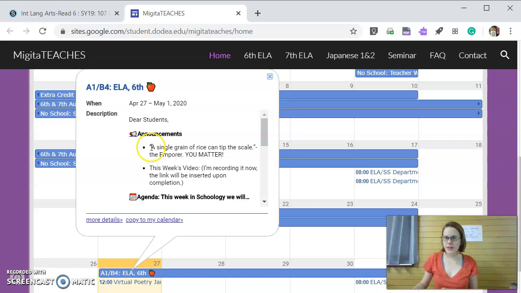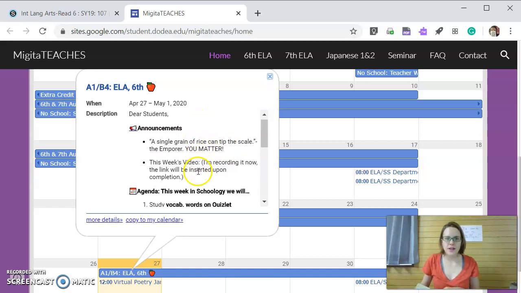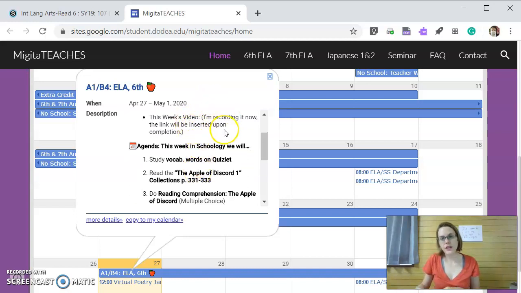Just an inspirational reminder, a single grain of rice can tip the scale. You matter. And if you know what movie that's from, you get kudos points. Of course the video link will be here, but I'm making it right now, so I can't link it until it's made, so it'll be there when I'm finished.